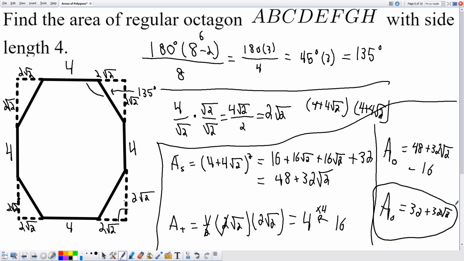Now the math is a little bit messier on this problem, but the process is always the same. Try to think about how we can simplify stuff, make shapes that we know how to work with to solve each problem.